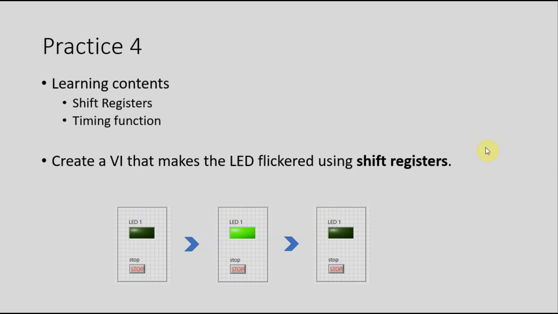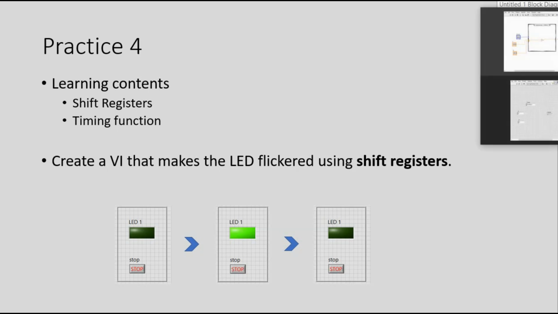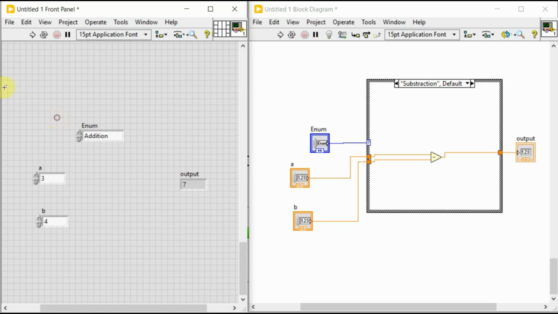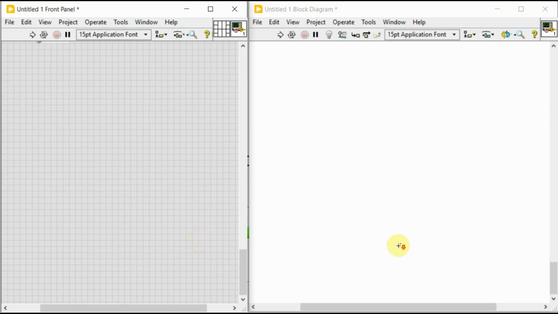This is practice 4. We are going to learn how to use a shift register when using a while loop. Our goal is to make a VI that makes an LED flicker using a shift register. That means the LED is on and off continuously until you click the stop button. We can implement this pretty easily with a while loop. So let's go to the program and make a new VI.